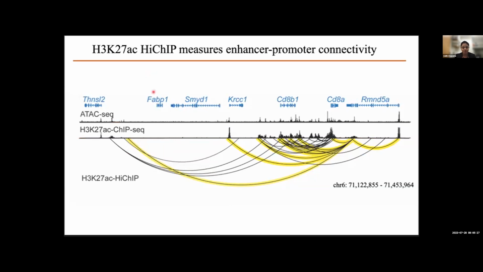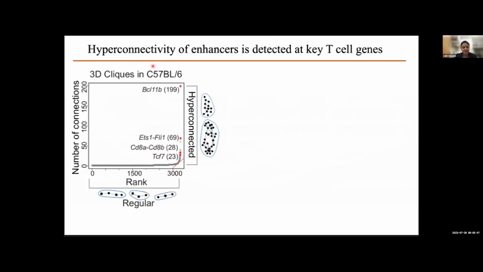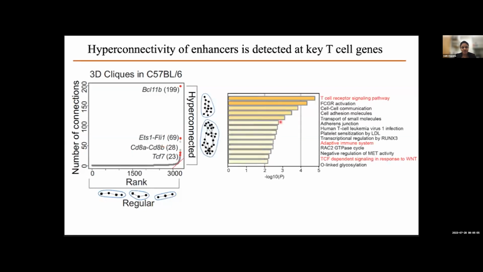H3K27 acetylation is a histone modification which marks active enhancers, and HiChIP measures spatial interactions between two regions. So using H3K27 acetyl HiChIP, we can measure enhancer-mediated long-range interactions. Using this assay in T cells, we identified a number of hyperconnected regions. Using gene ontology analysis on these regions, we saw that they are mostly enriched in T cell receptor signaling pathway and adaptive immune system, suggesting that these are regions which are actually functionally important for T cells.